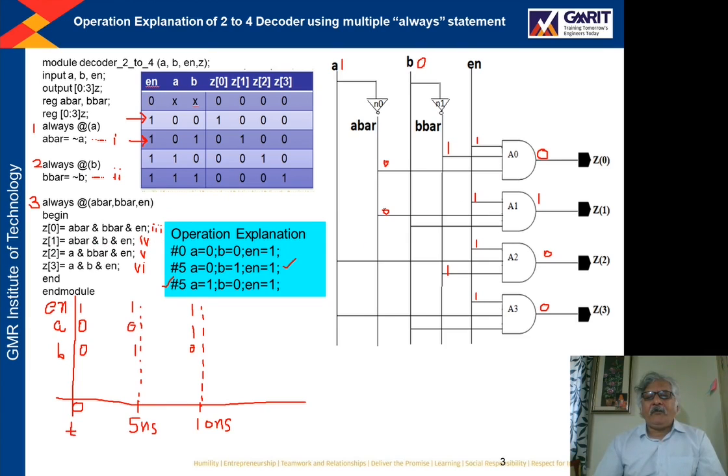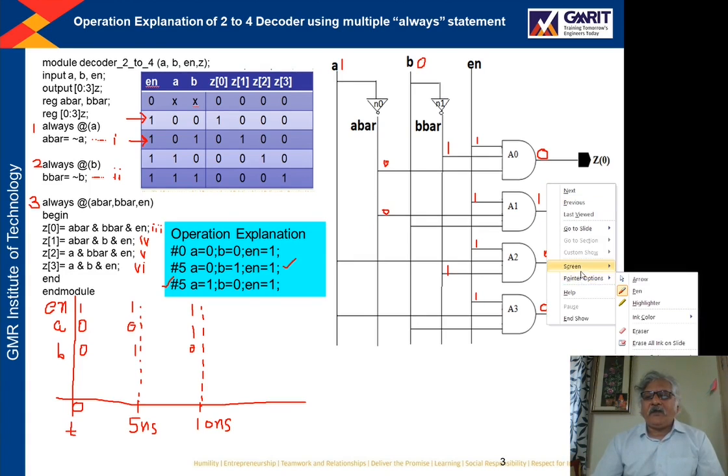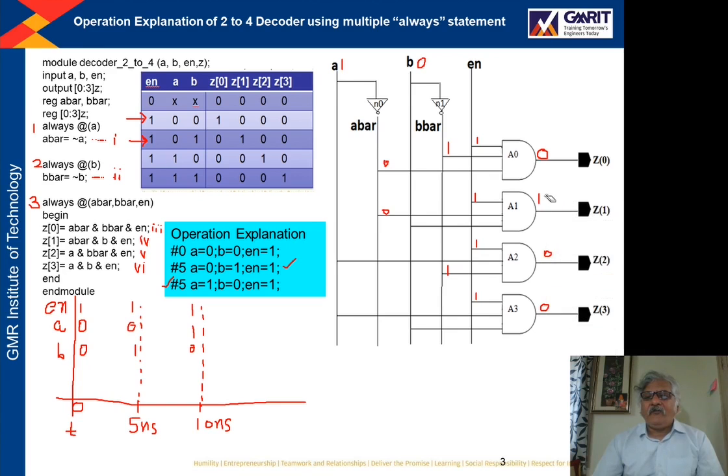So here A bar is 0 for this statement also, and due to this, what will happen? The output of this A1 gate will become 0. Now statement number 5, Z2 is equal to A and B bar and enable.